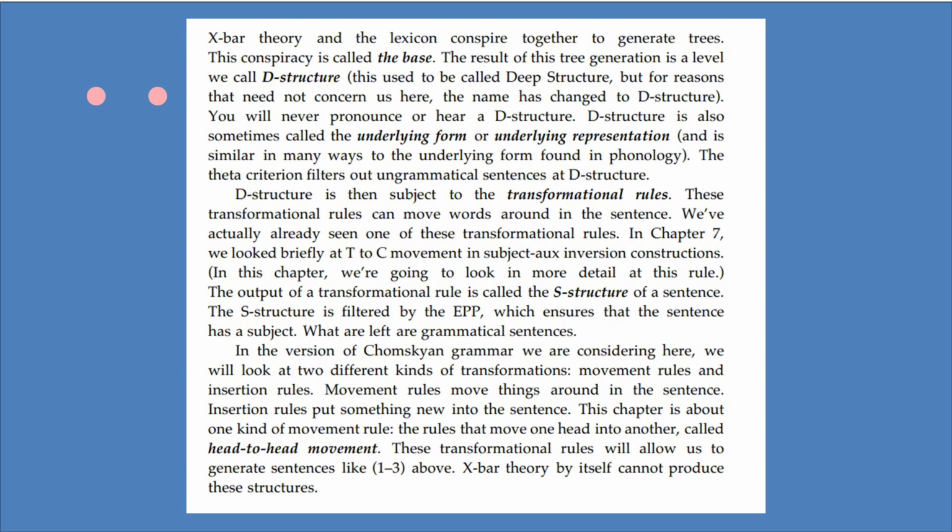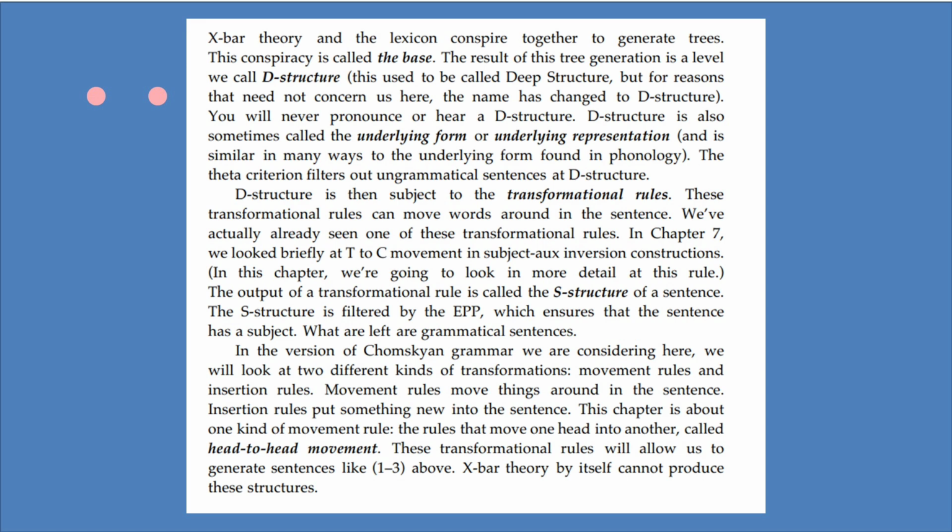This structure is subject to the transformational rules. These transformational rules can move words around in the sentence. We've actually already seen one of these transformational rules. In Chapter 7, we looked briefly at T to C movement in subject-aux inversion constructions. In this chapter, we're going to look in more detail at this rule. The output of transformational rules is called the S-structure of a sentence. The S-structure is filtered by the EPP, which ensures that the sentence has a subject. What are left are grammatical sentences.